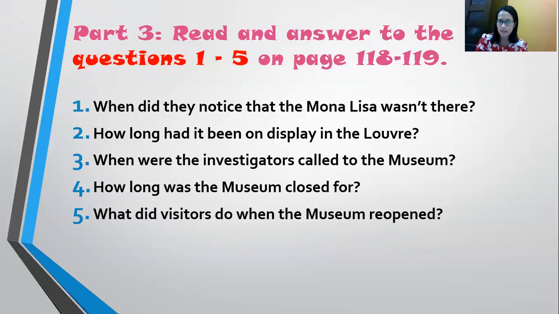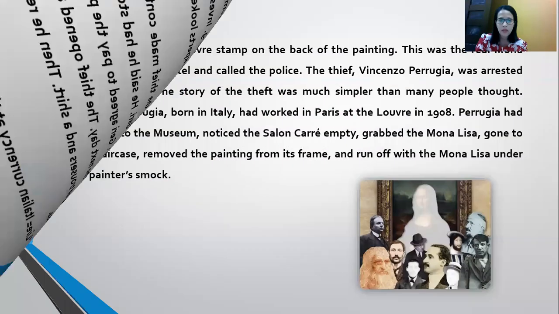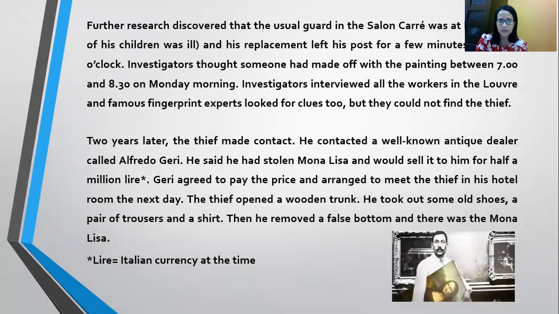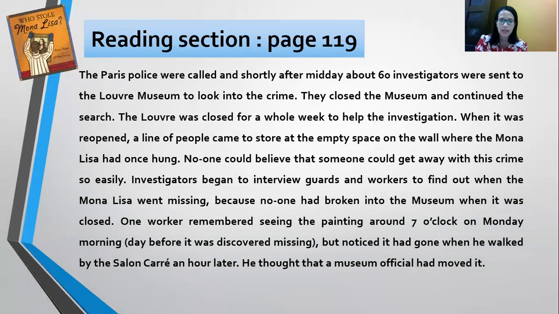When did they notice that the Mona Lisa wasn't there? Okay, here it is. It says that one worker remembers seeing the painting around 7 o'clock on Monday morning, before it was discovered missing. Okay, it can be the answer.